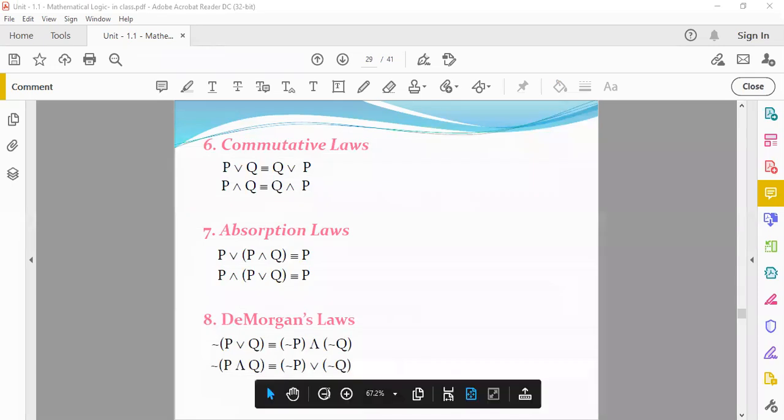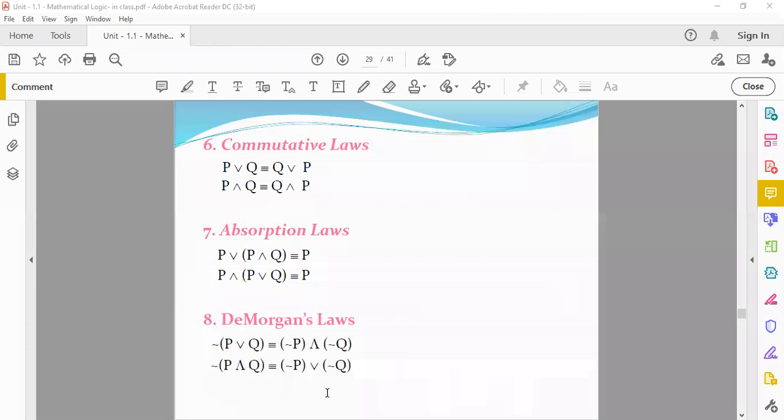Roll number 527. Please read out the commutative law. P or Q is equal to Q or P, and P and Q is equal to Q and P. It's not equal to, it's equivalent. P or Q is equivalent to Q or P, P and Q equivalent to Q and P. Okay, fine.